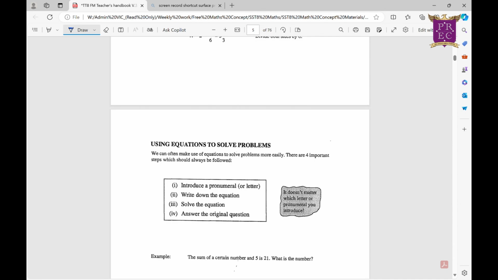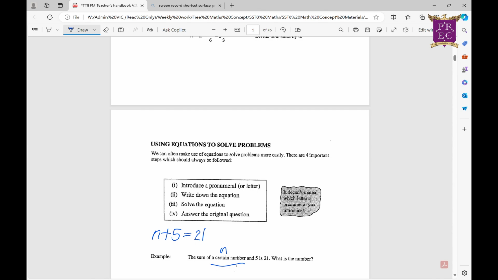The sum of a certain number is 5, and a sum of a certain number and 5 is 21. What's the number? Okay, so let's go through step number 1. The certain number, we can make it to be n. Alright, and let's write down the equation. Step number 2. A sum of a certain number and 5, so n and 5, so n plus 5 is equal to 21.